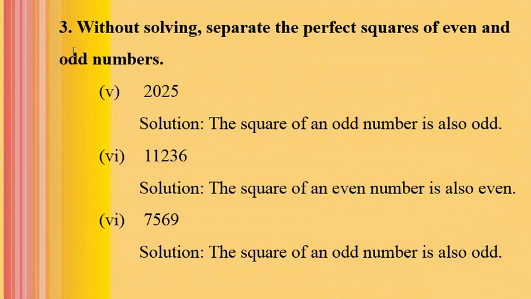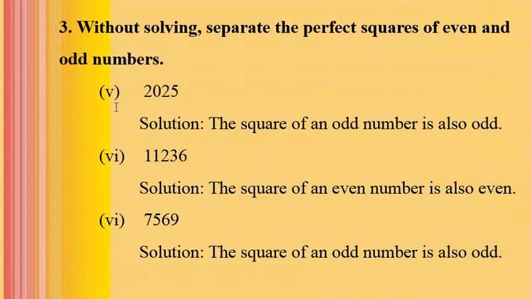Okay, now we are moving to the third question: without solving, separate the perfect squares of even and odd numbers. It is the easiest one, that we do not have to calculate, or find the prime factors. We will just see the unit place and we will check. If the unit place is odd, it is the square of an odd number, and if the unit place is even, we will say that the given number is a square of an even number.